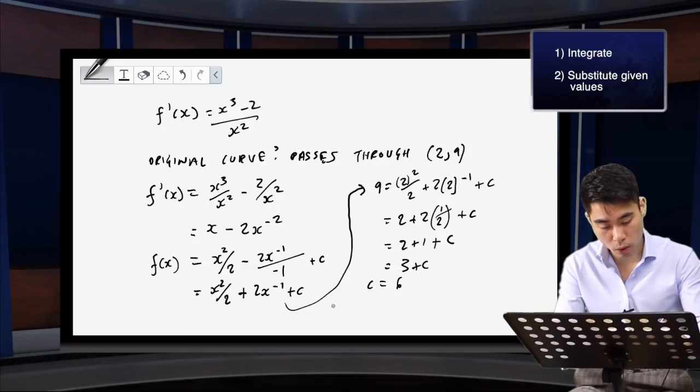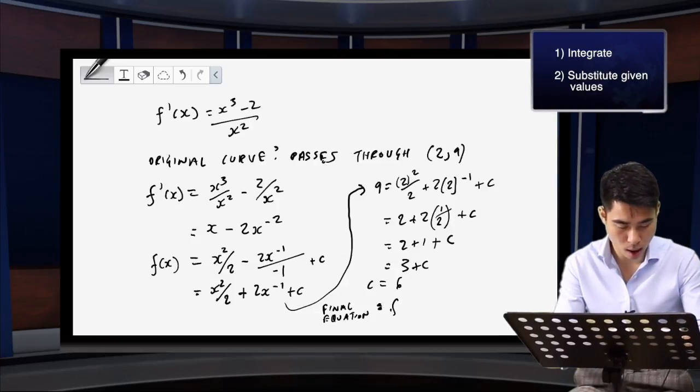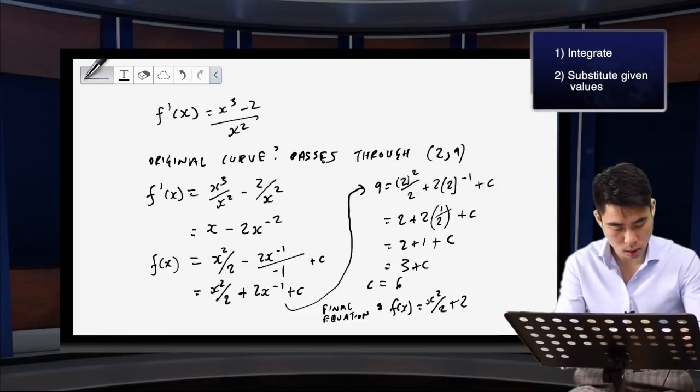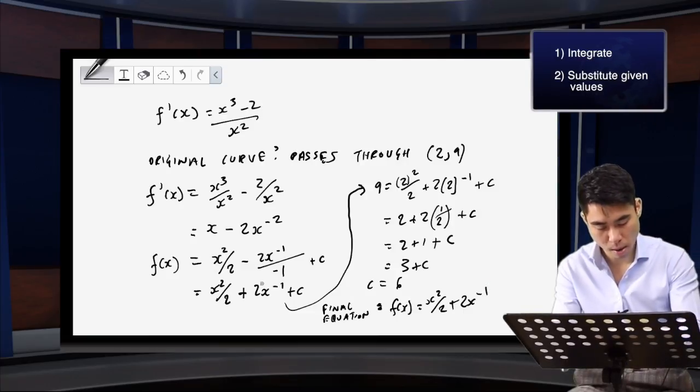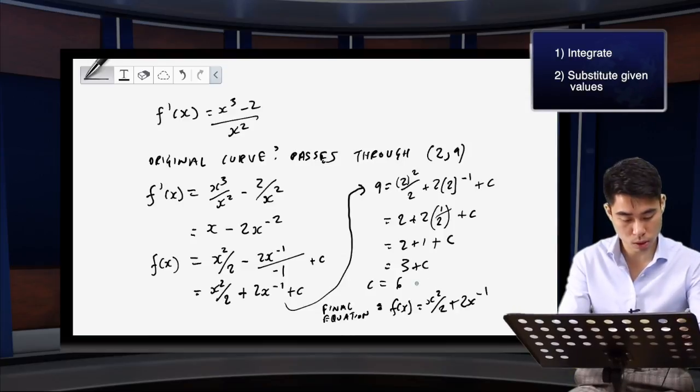So my final equation, or original equation, is going to equal this, f of x, oh, I suppose that should probably be a colon, f of x equals x squared over 2 plus 2x to the minus 1. So it's this thing here, and now I've worked out the value of my plus c, which was 6, so I can do plus 6 there.